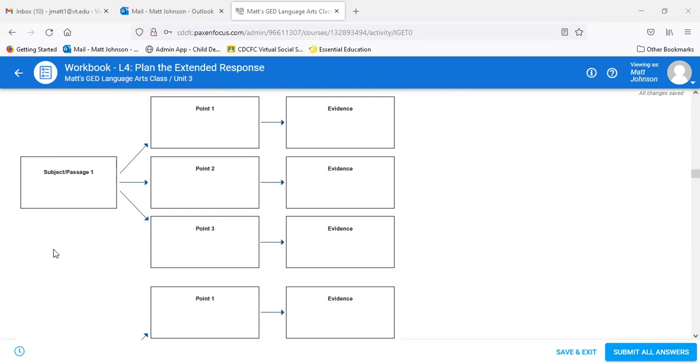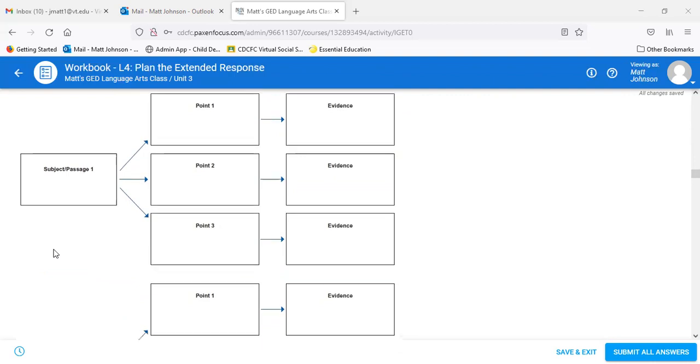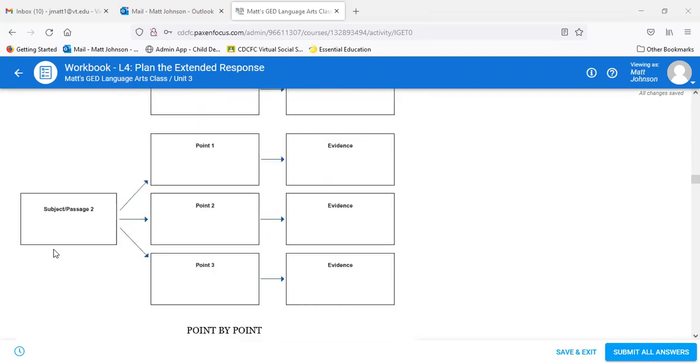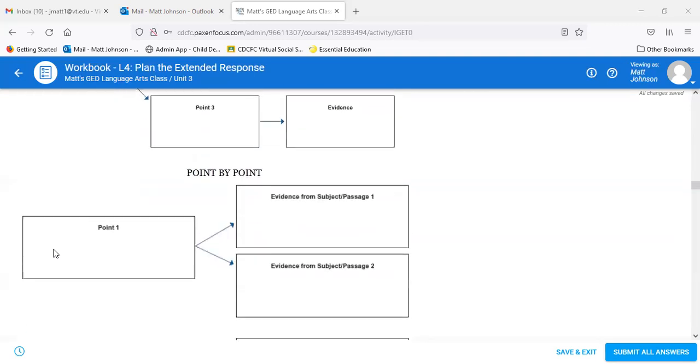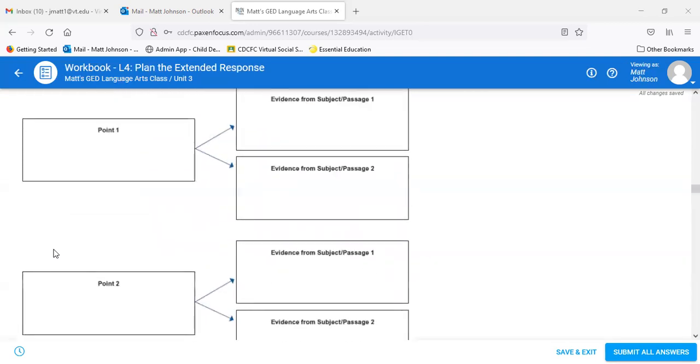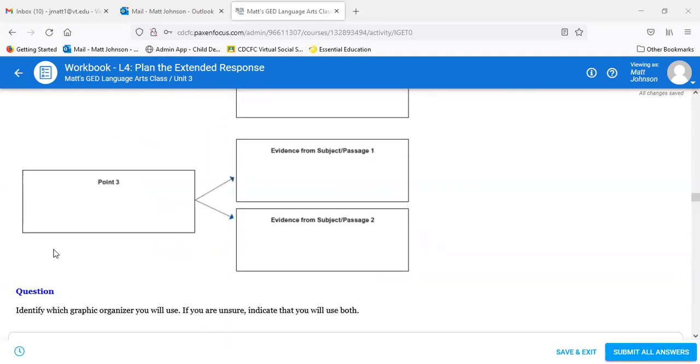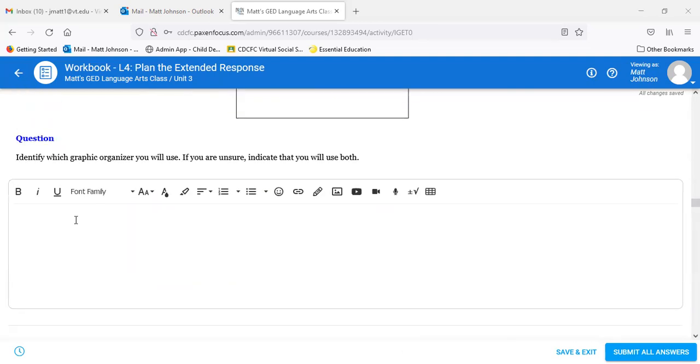And again, I'll put these images into Google Classroom so you can use them. It's just fleshing out what we already did with lesson 3. So everybody comfortable there? And we'll just say which graphic organizer you will use. If you're unsure, indicate that you will use both.